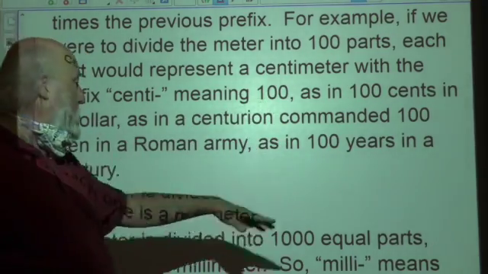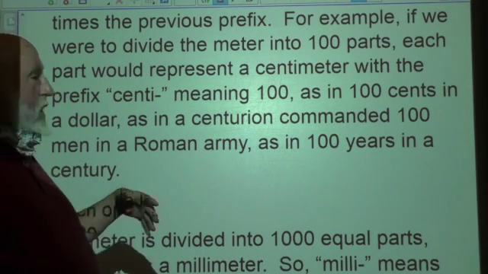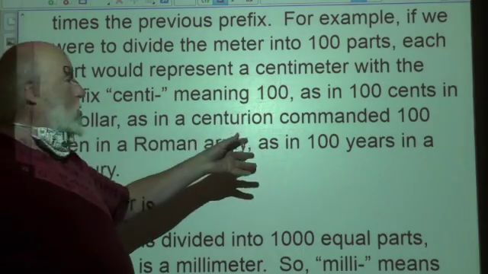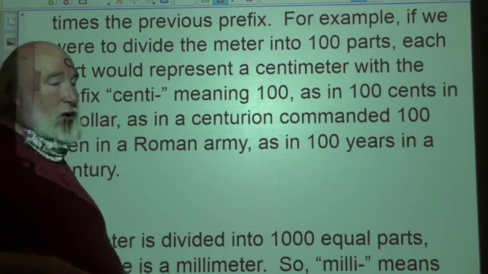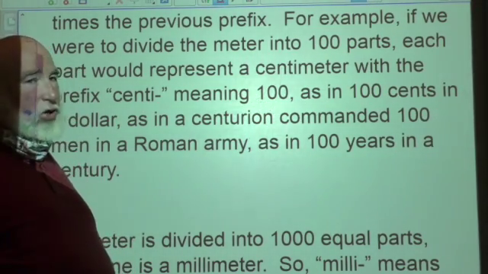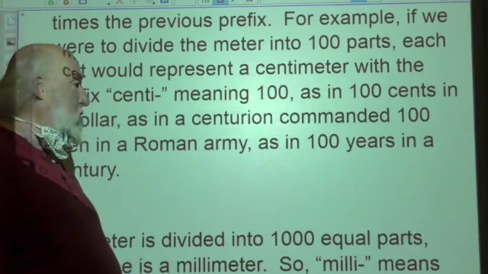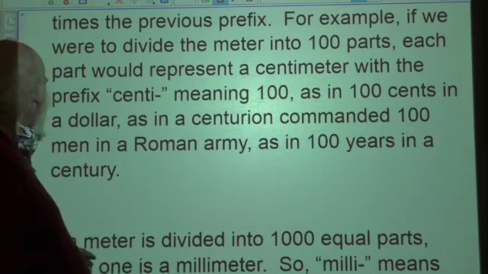And there are 100 years in a century. And in the Roman days, they had a centurion who commanded 100 men in a Roman army. If you ever watch movies about old Rome, you hear the word centurion used a lot, and those were soldiers who were in charge of 100 other men. So it's a Latin word, meaning 100 cents.